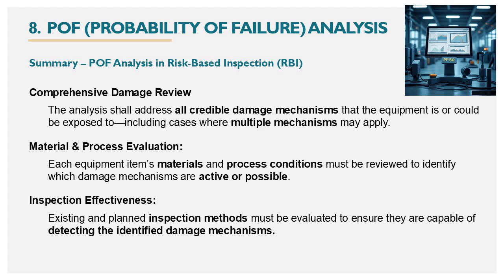The analysis shall address all credible damage mechanisms that the equipment is or could be exposed to, including cases where multiple mechanisms may apply. The second is material and process evaluation. Each equipment item's materials and process conditions must be reviewed to identify which damage mechanisms are active or possible. And the third is inspection effectiveness. Existing and planned inspection methods must be evaluated to ensure they are capable of detecting the identified damage mechanisms.